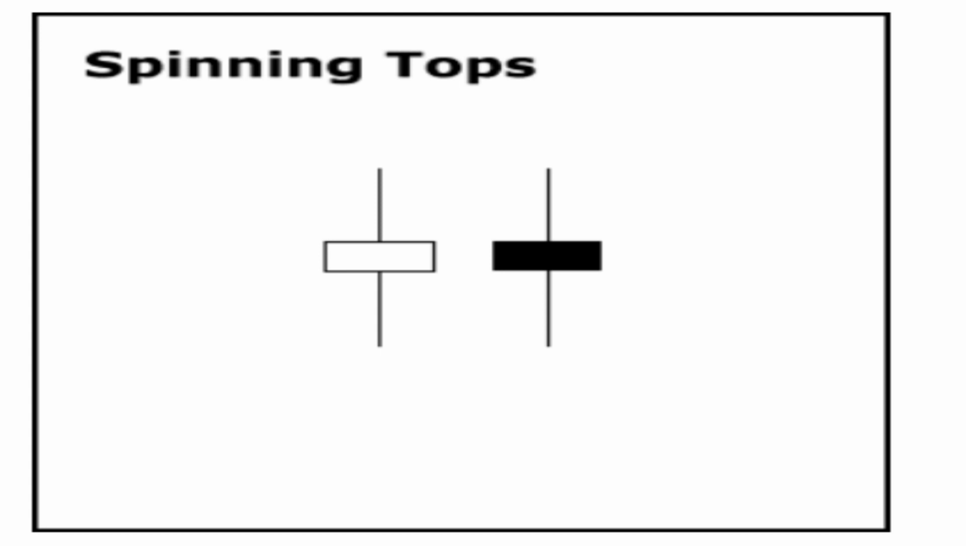After a long advance or long white candlestick, a spinning top indicates weakness among the bulls and a potential change or interruption in trend. After a long decline or long black candlestick, a spinning top indicates weakness among the bears and a potential change or interruption in trend.